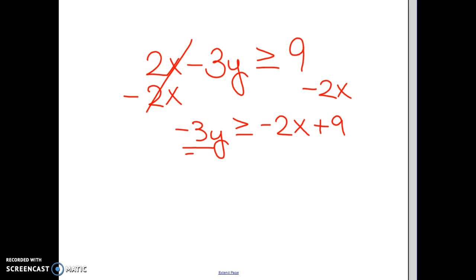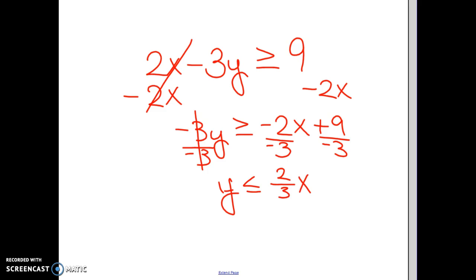Okay, I divide by negative 3. Since I'm dividing by a negative, I do turn my inequality symbol around to less than or equal. Negative 2 divided by negative 3 is positive 2 over 3 x, and 9 divided by negative 3 is a negative 3.